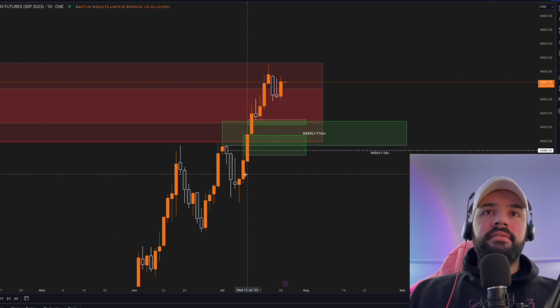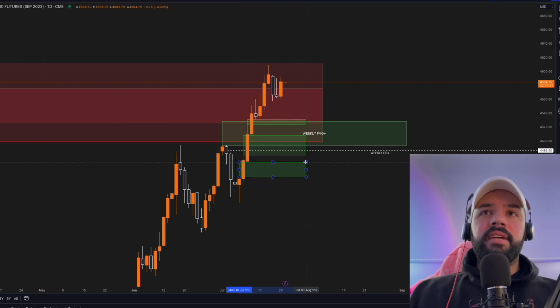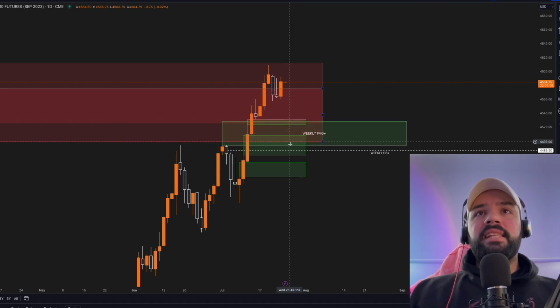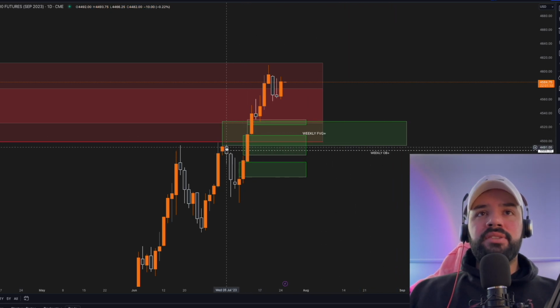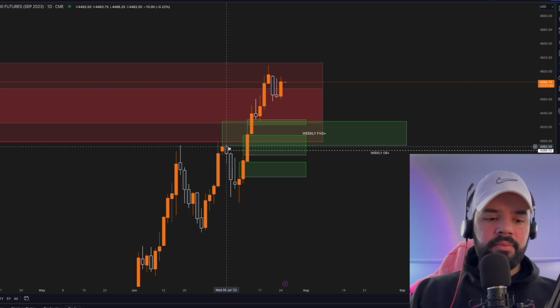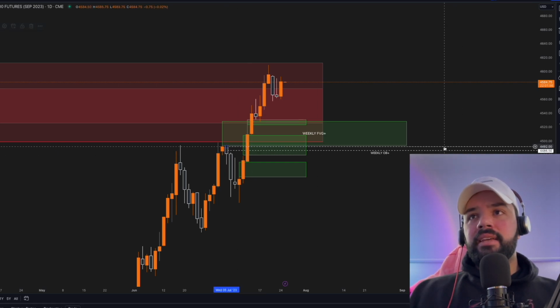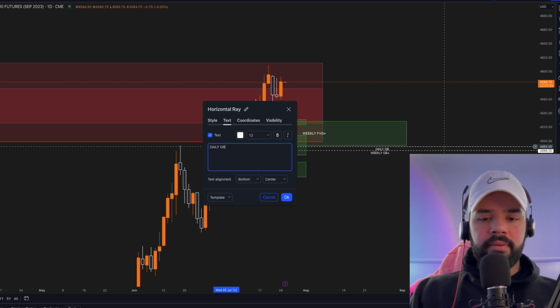And a daily fair value gap here. Okay, so there's 3 daily fair value gaps nested within both the weekly fair value gap and the weekly bullish order block, okay? And not only is that a weekly bullish order block, but if you mark the top of that candle, that is now a daily bullish order block as well, okay?